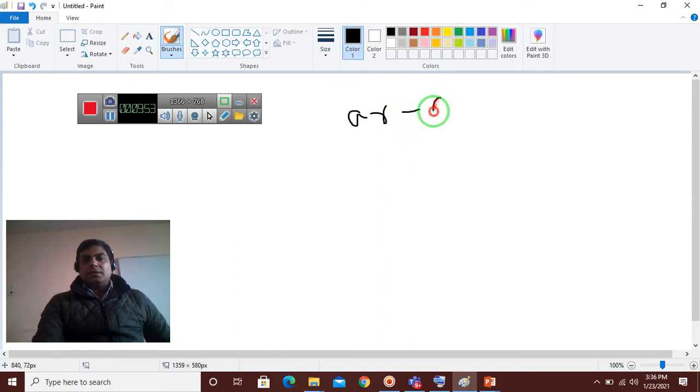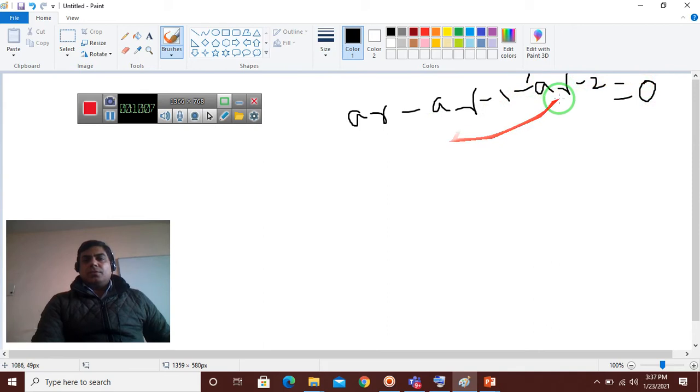So we can write it in this way: a_r minus a_(r-1) minus a_(r-2) equal to 0. Okay, so now we have to make the auxiliary equation.